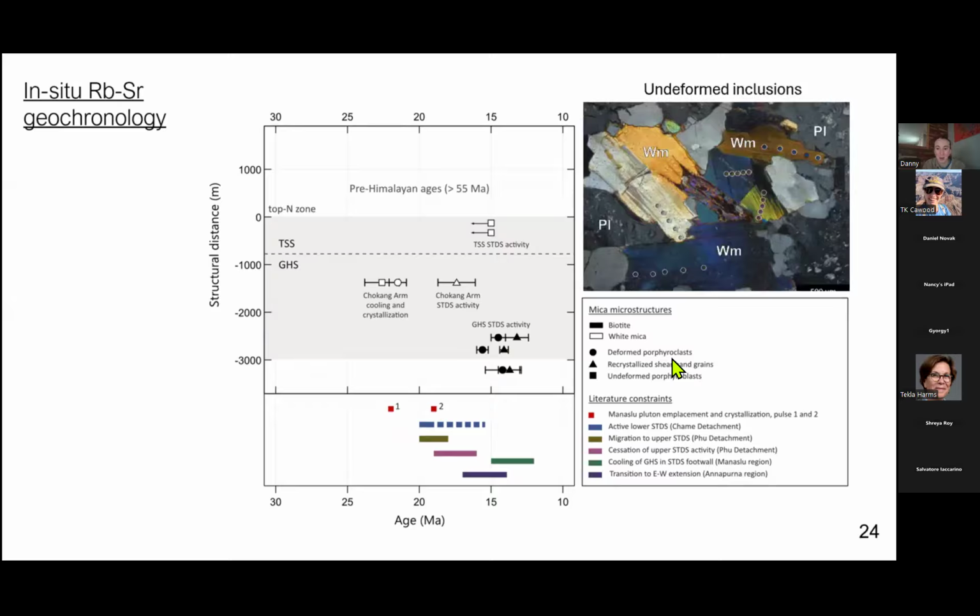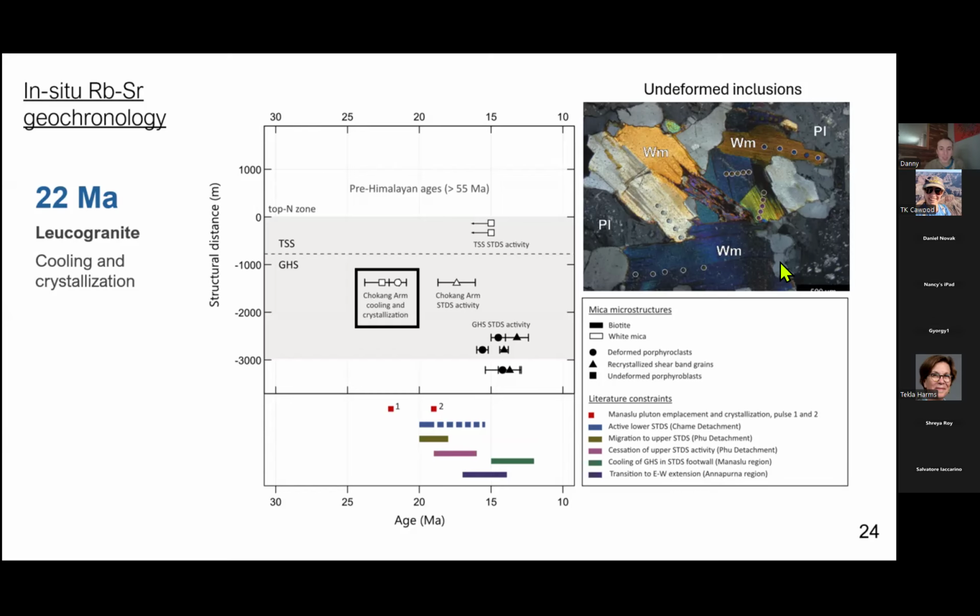Starting within the Chokang Arm leucogranites, we have these undeformed inclusions of white mica in large plagioclase macrocrysts, and these give a date of 22 Ma. This is the oldest date that we obtain. Now, because these inclusions are spared of any deformation, this 22 Ma date is interpreted as a cooling age related to the initial crystallization of the Chokang Arm leucogranite.